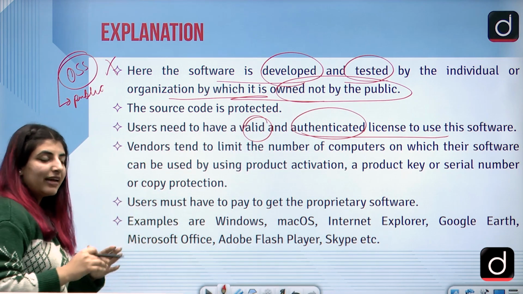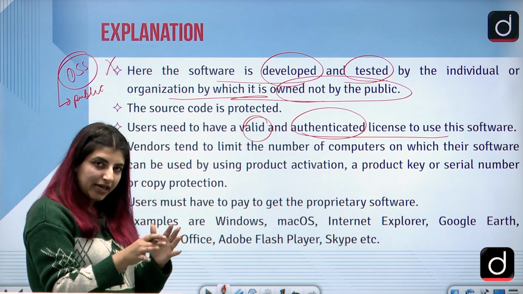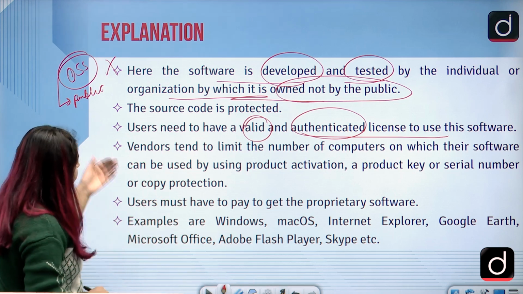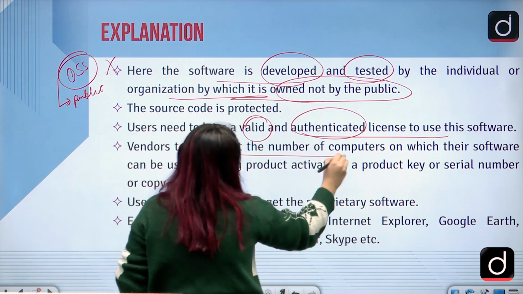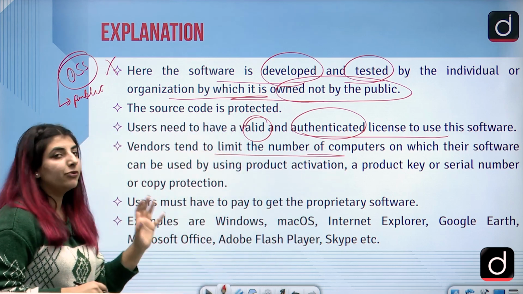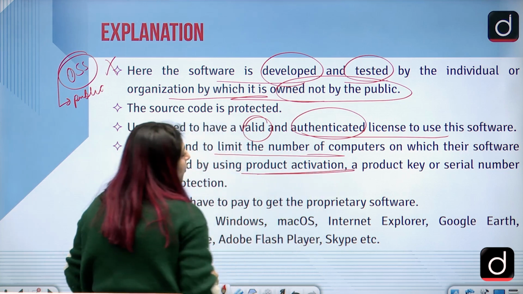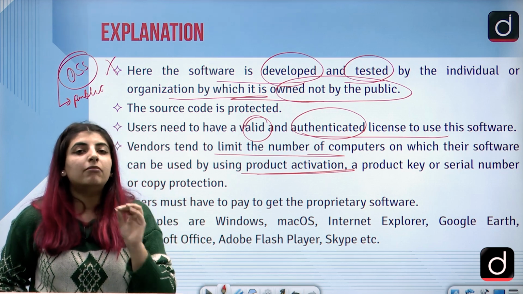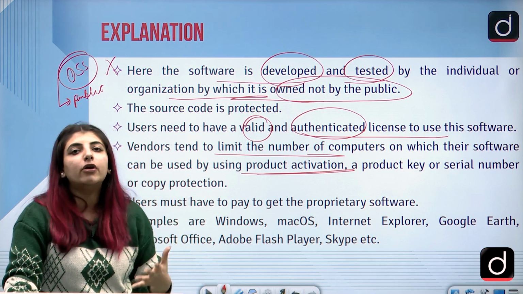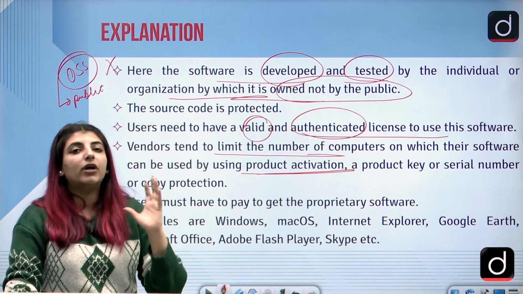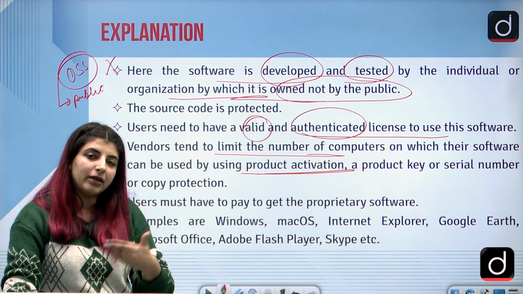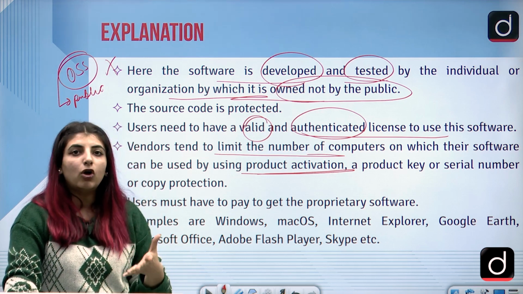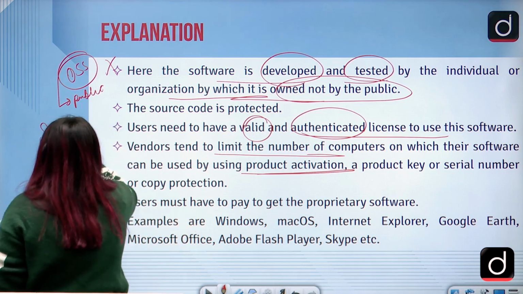So basically anything and everything which is authentic and paid, right, for a particular amount, is proprietary software. Vendors tend to limit the number of computers on which their software can be used by using product activation, a product key, or a serial number, or copy protection. You must have seen, if some of you have Microsoft original installed on your computers, you are provided with a product key, right, which needs to be updated with time if the software runs out of updation.